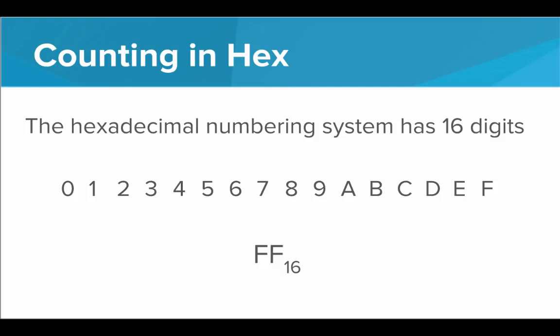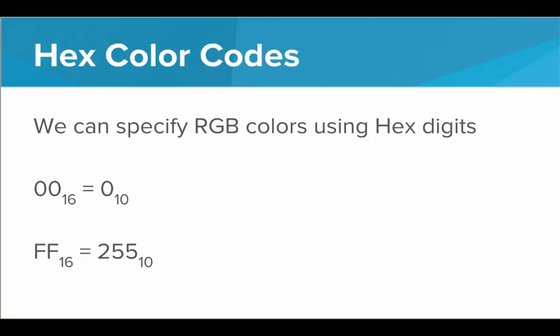Now it's not so important to memorize how to go from hexadecimal to decimal and what each of these numbers means, but in general, when you see these numbers and letters, you're representing an actual number. So we can specify the same RGB colors using hexadecimal digits instead. So 00 would be 0, and FF is 255. So let's see an example of this.